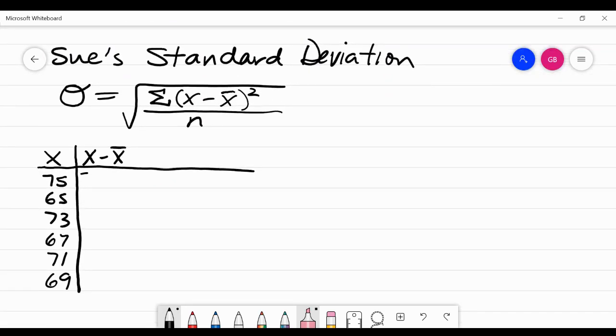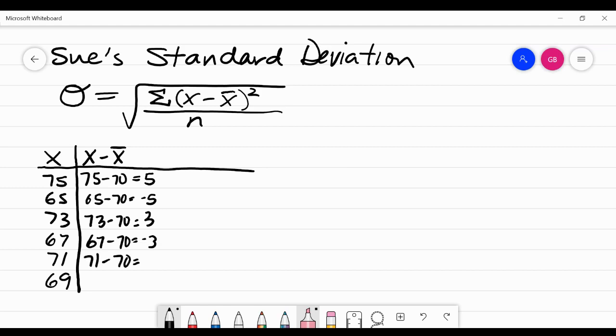So 75 minus 70. 65 minus 70, it's negative 5. 73 minus 70. 67 minus 70, that's negative 3. 71 minus 70 is 1. And then 69 minus 70 is negative 1.